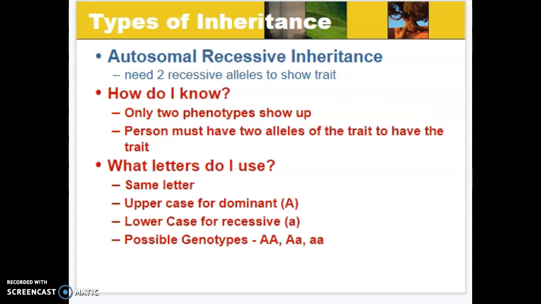All right. Autosomal recessive, again, we're not talking sex chromosomes. We're talking about the other chromosomes. So how do we know? Again, there's only two phenotypes. And for someone to see this trait, you need to have two of those alleles. In other words, no dominant allele. And the letters are basically the same as on the slide before.